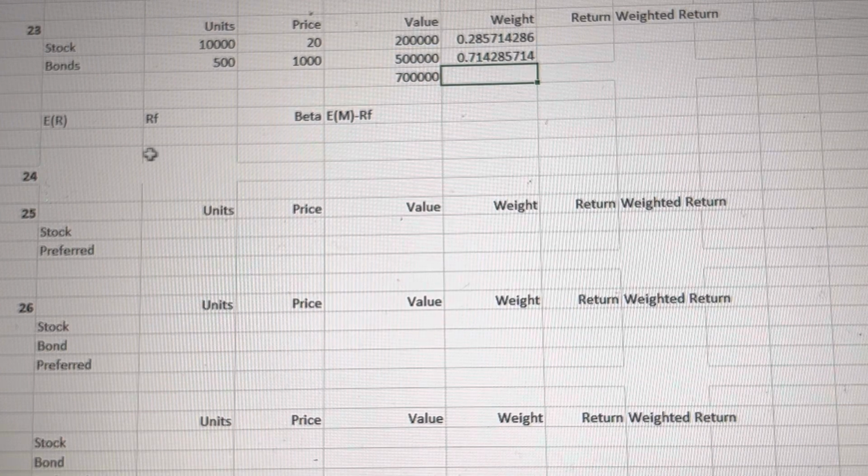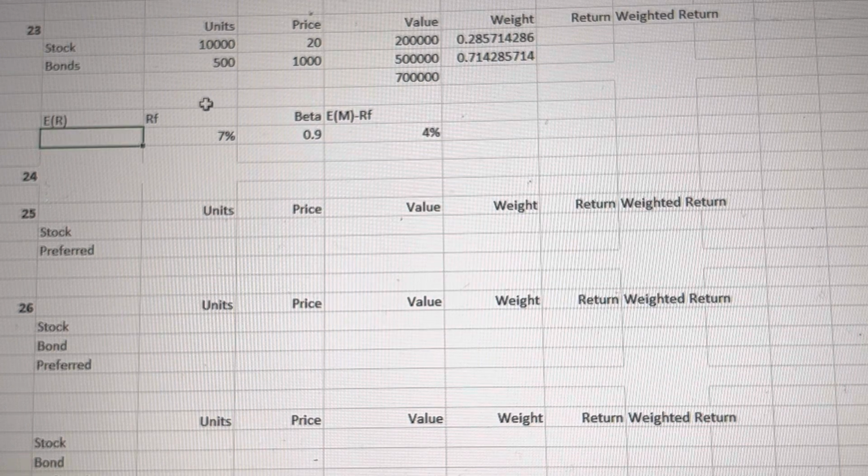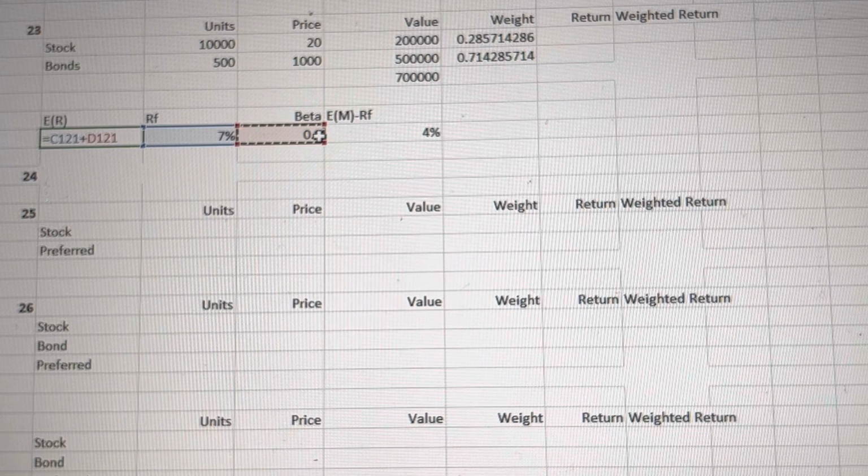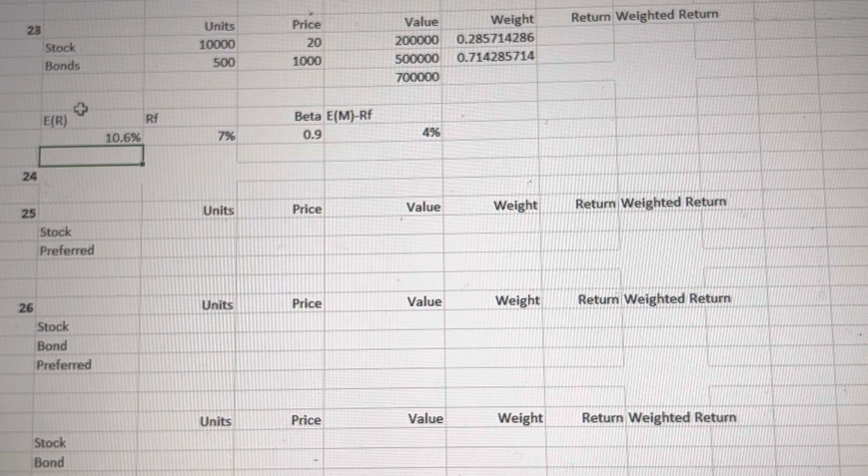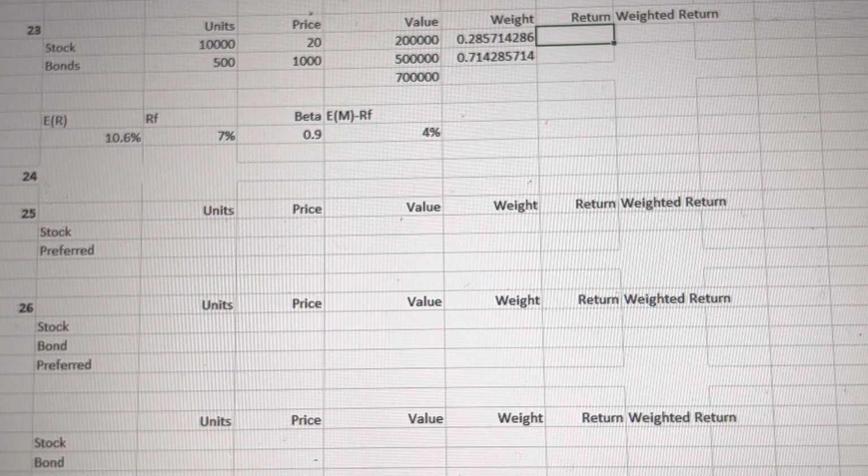Before we do the returns, we'll move down here with a risk-free rate of 7%. The beta is 0.9, and the market risk premium is 4%. The risk-free rate plus beta times the market return minus the risk-free rate gives us 10.6%, which is the return of the stocks.